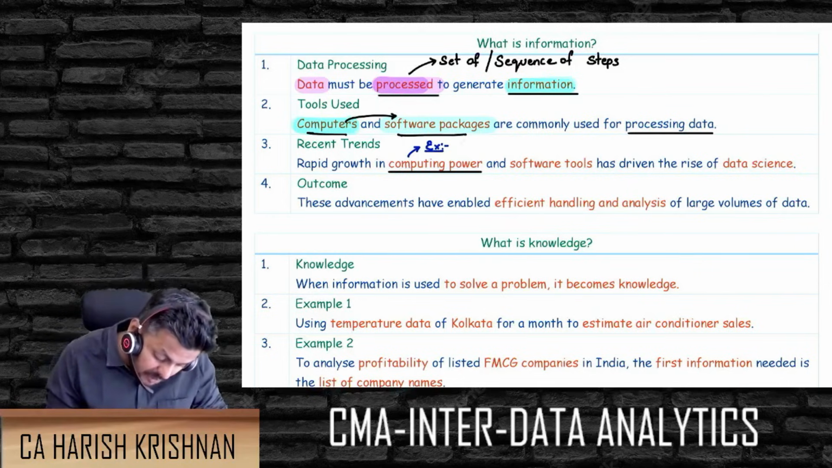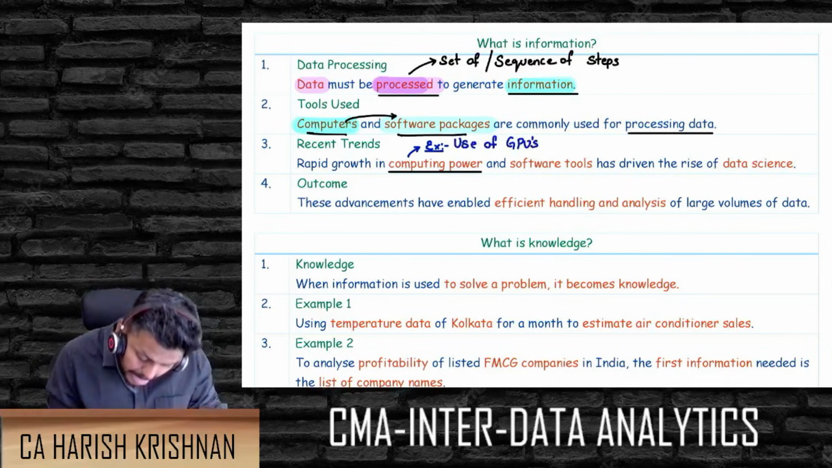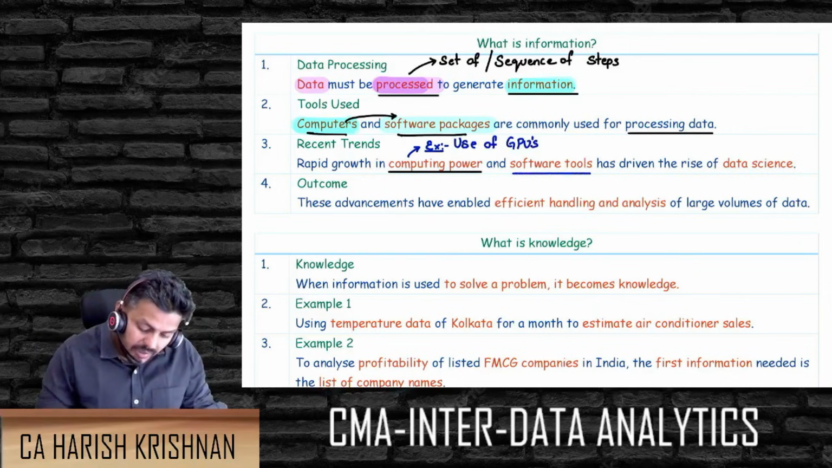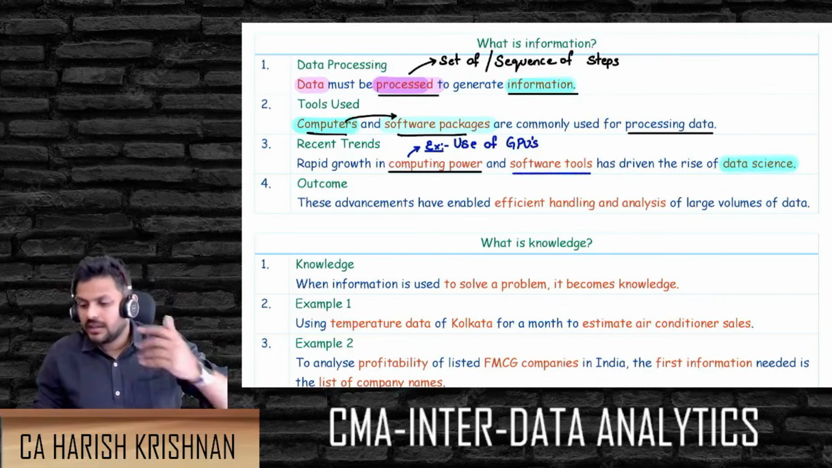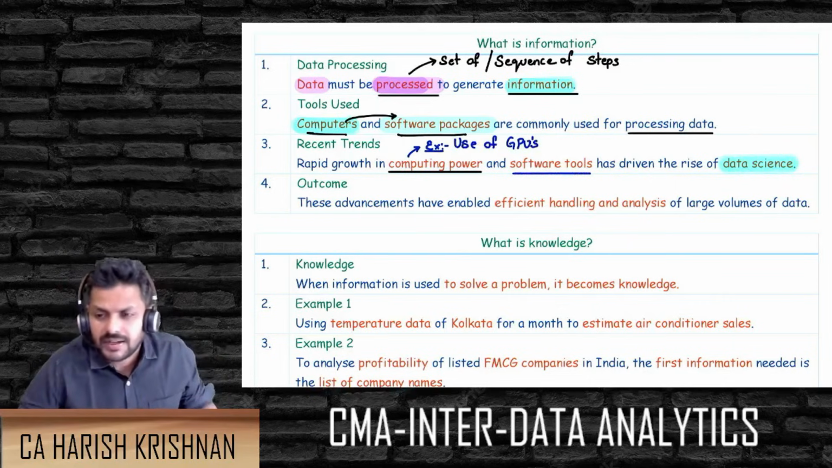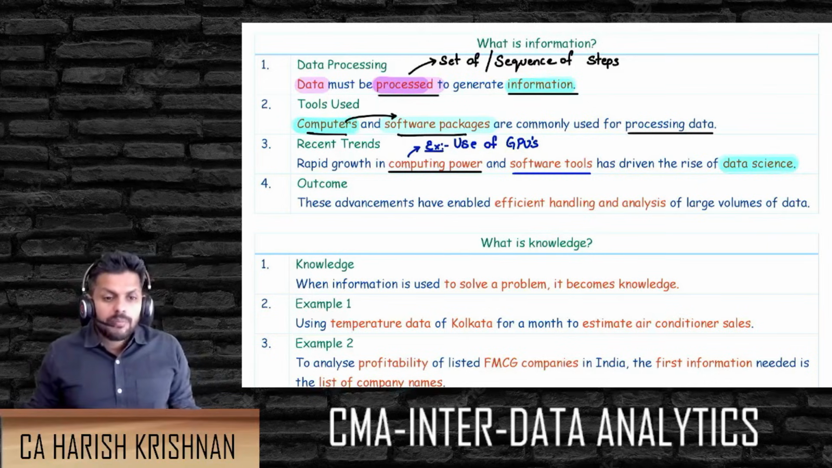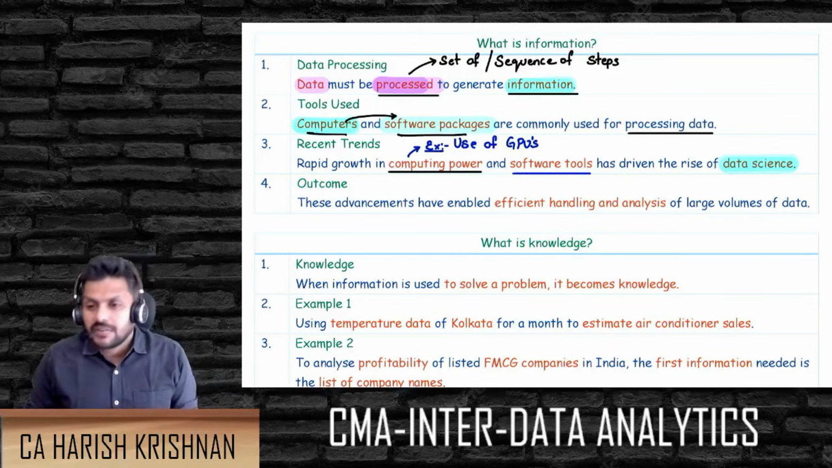So, rapid growth in computing power. Above that, you can write: the use of GPUs and other software tools have driven the rise of data science. Today, if you want to take a huge amount of data and process it, why should I not give you the name? Because you already know it. Remember big data processing. When you're talking about big data and the big data gets processed, today we have amazing tools so that the big data gets processed quite easily.